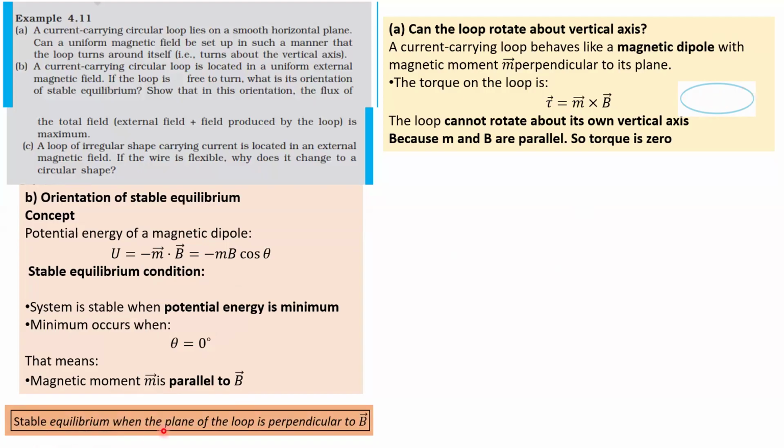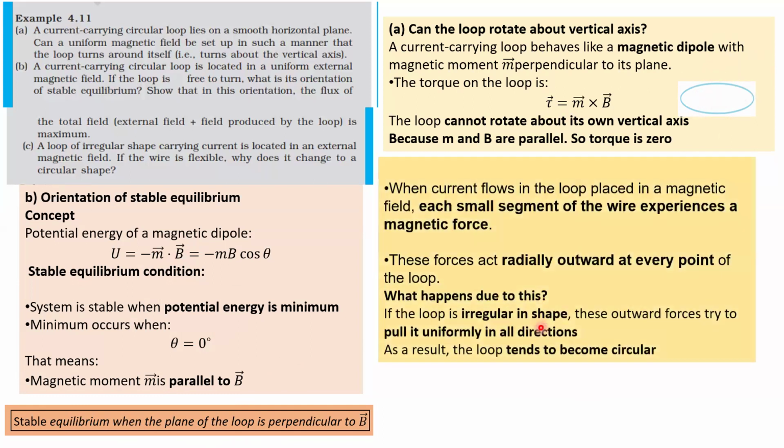Stable equilibrium, that is, the plane of the loop is perpendicular to B. Magnetic moment and magnetic field both are parallel, that is, the plane of the loop is perpendicular to the magnetic field. We'll go for the last part.